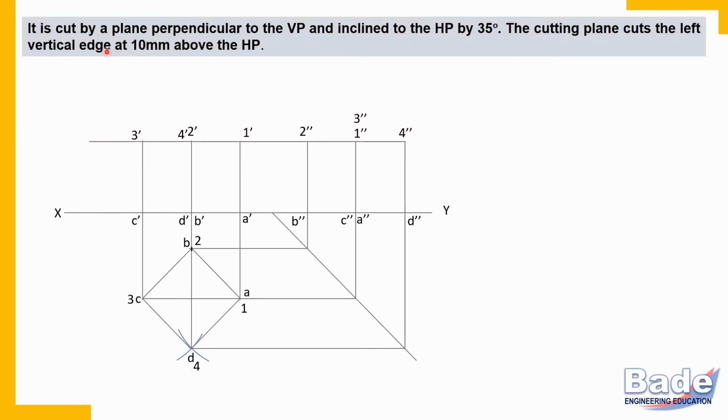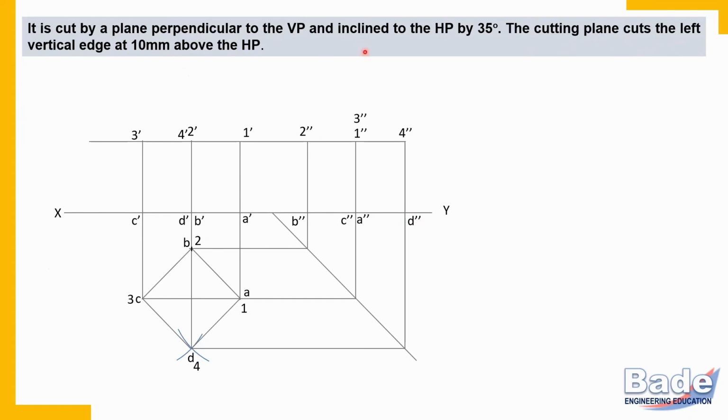Now let's focus on the position of the cutting plane. It is cut by a plane perpendicular to the VP and inclined to the HP by 35 degrees. So the cutting plane is perpendicular to VP, so it should be a line in the front view. The line must be at an angle 35 degrees. So cutting plane line we are going to draw at an angle 35 degrees.